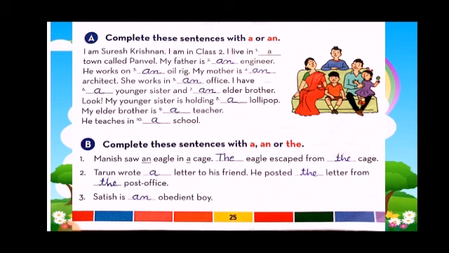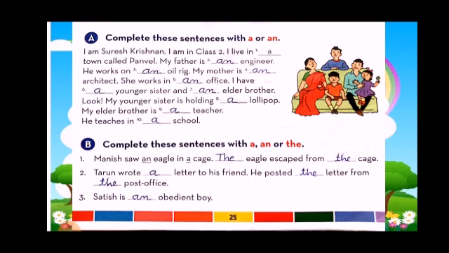The eagle escaped from the cage. Here the bird eagle is a specific thing, so we used article the. And cage also a specific thing, so we used article the. Tarun wrote a letter to his friend. He posted the letter from the post office. So Tarun wrote a letter. The word letter begins with consonant sound L, so we used article A.